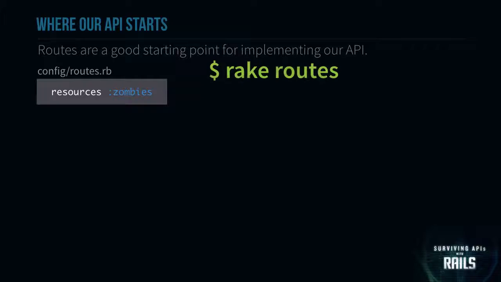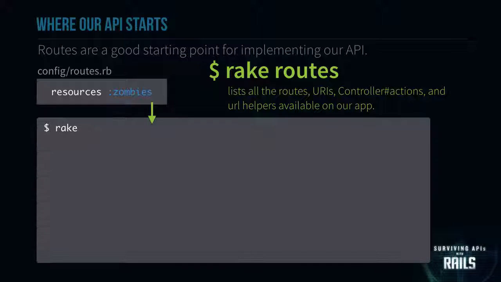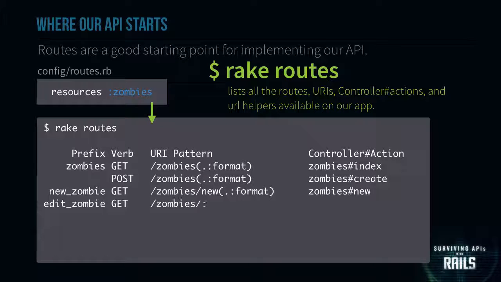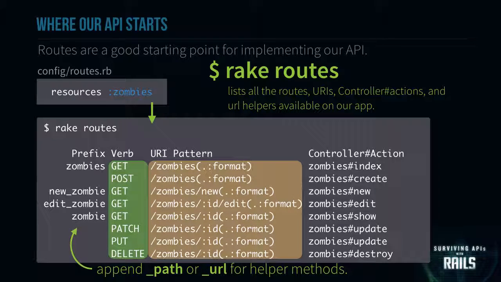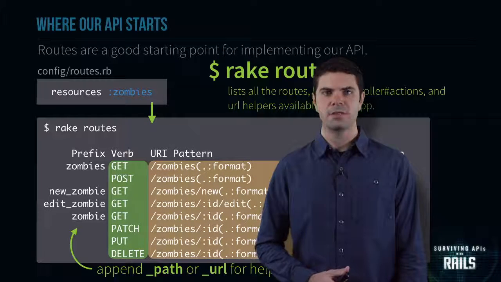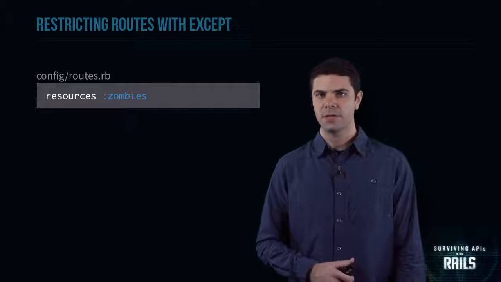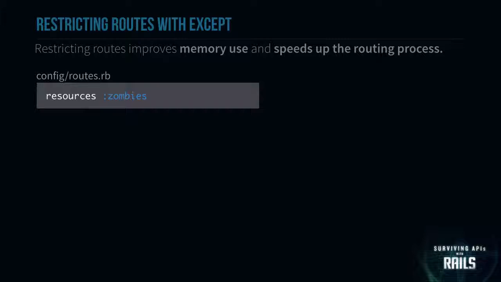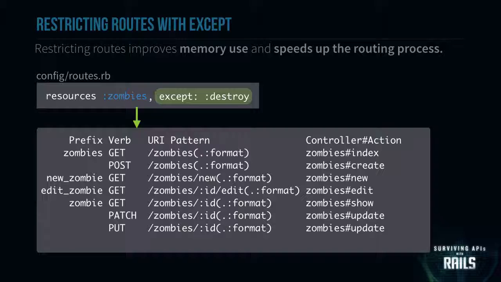As you may know, the rake routes command gives us a bunch of information related to the resources that we have available for us. So we can see all the different HTTP verbs or methods listed and the URIs that are available for us. We may not need all of these routes, and the resources method gives us some options that we can use to restrict the routes that we have. This will help us improve memory use and can also speed up the routing process. Using except here, we can restrict the destroy action. So when we run rake routes, we can see that the destroy action is unreachable.